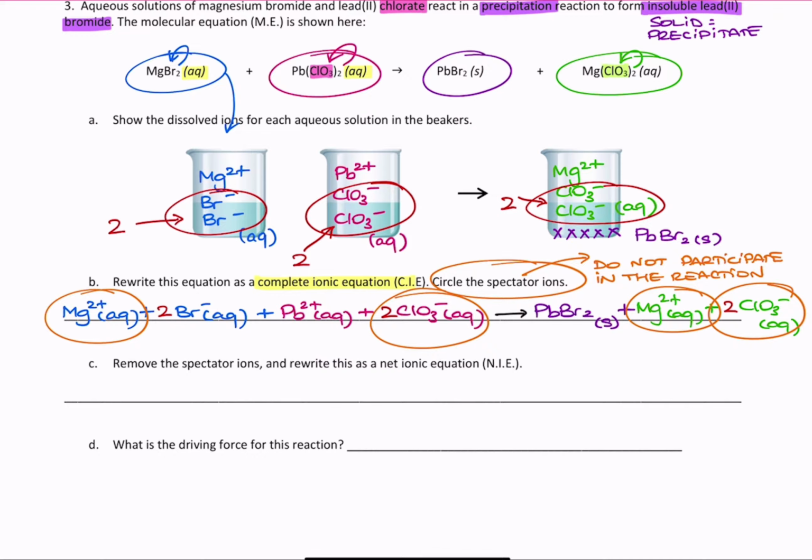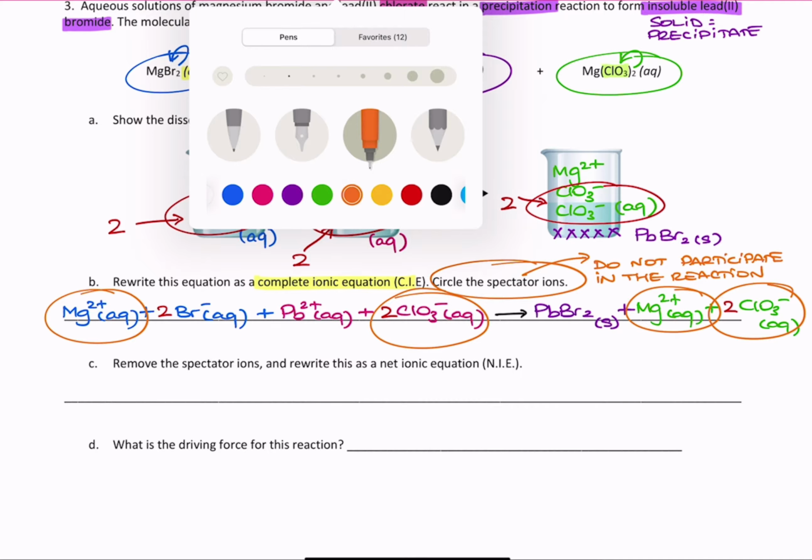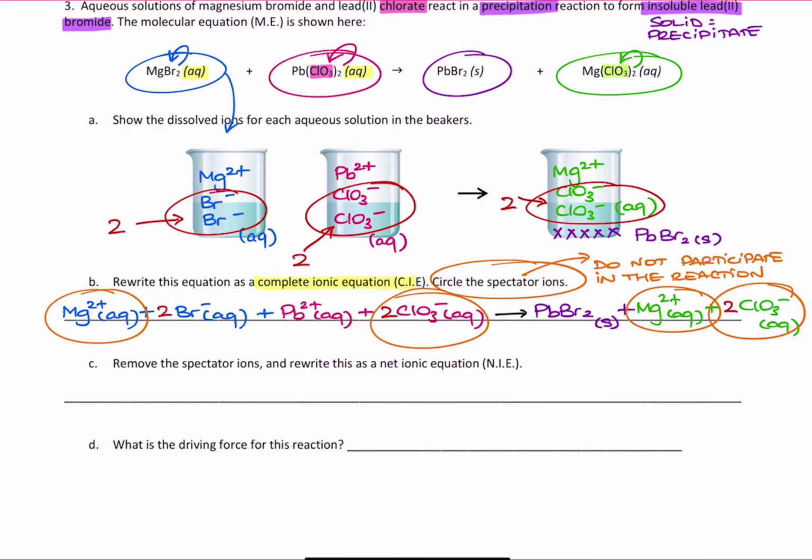Now that we have the spectator ions, to write the net ionic equation, we're going to remove the spectator ions and bring down everything that we have left. Therefore, what I will do is take these and bring them down, and these and bring it down. And I get that 2Br minus aqueous plus Pb2 plus aqueous gives PbBr2 solid. And this is my net equation.